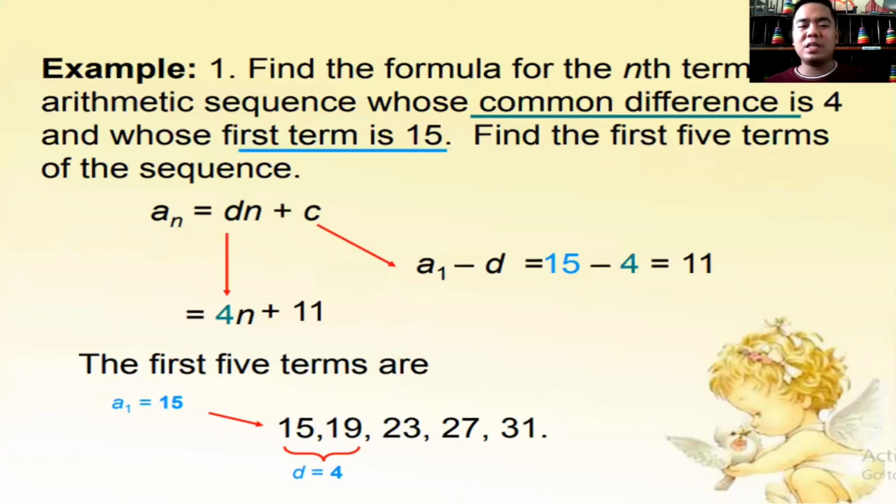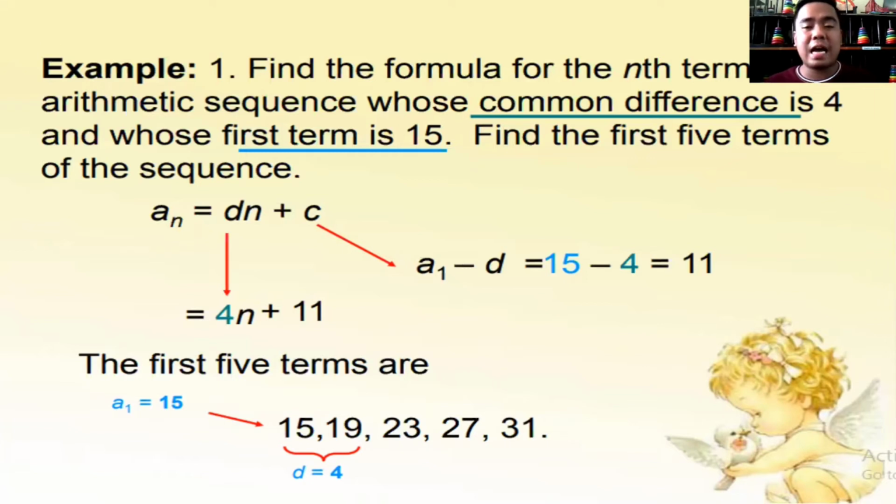So easy ra kaayo, gitagaan naman tag common difference nga 4, follow lang ta sa formula nga A sub n is equal to dn plus c. Makuha na nato ang recursive formula, which is 4 as the common difference, 4n plus, asa ng 11 gani? First term minus common difference. That is your C. To get your C, you have A sub 1 or first term minus the common difference. So that is 15 minus 4 is equal to 11. So your formula is A sub n is equal to 4n plus 11.